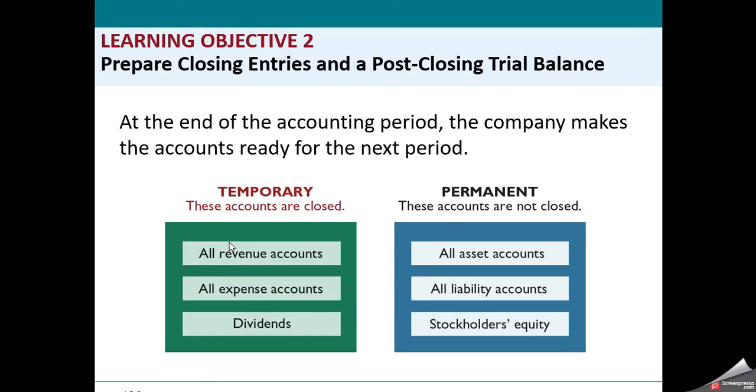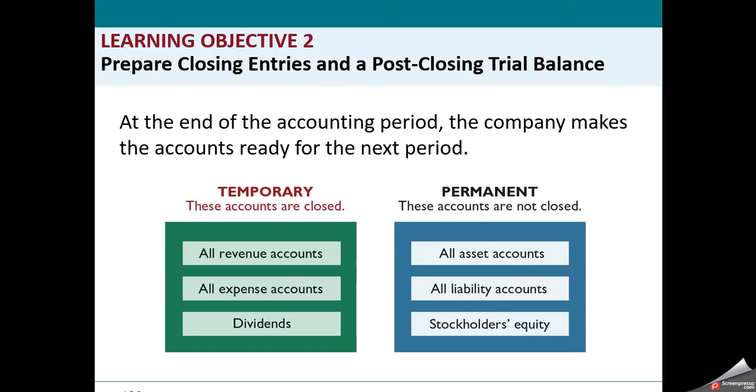Say your fiscal year is January 1st to December 31st. Those continue to accumulate all during that year, but then at the end of the year, we're going to close them out and make them go down to zero. Your balance sheet accounts are all permanent, so they continue on as long as there's a balance.